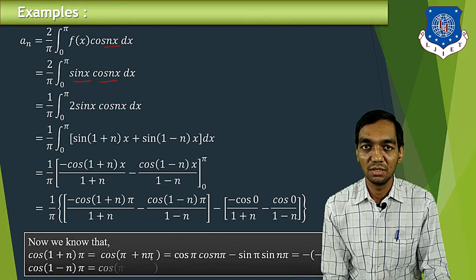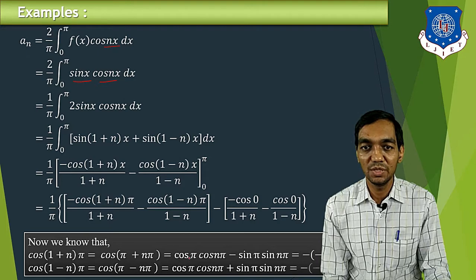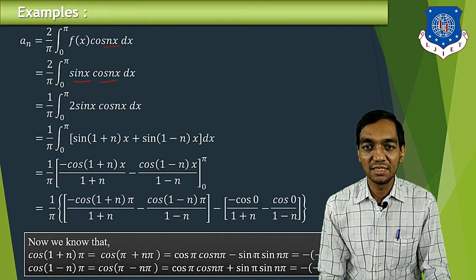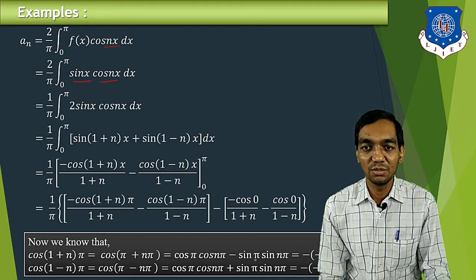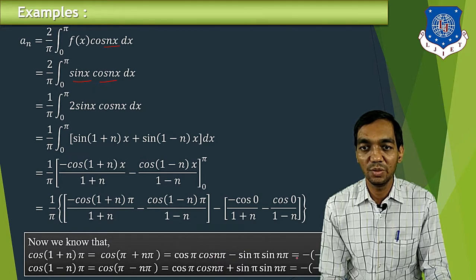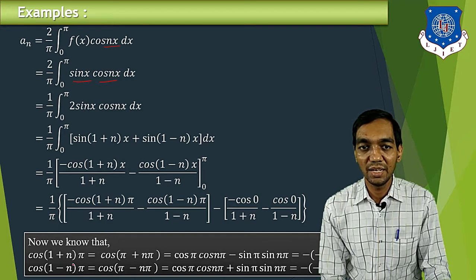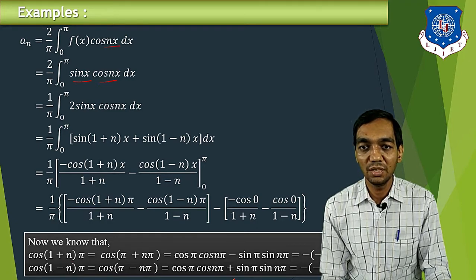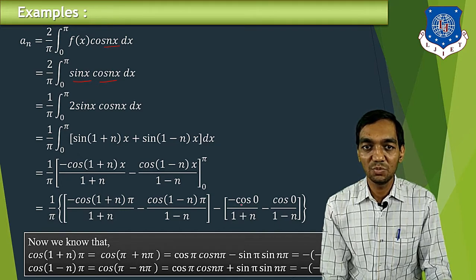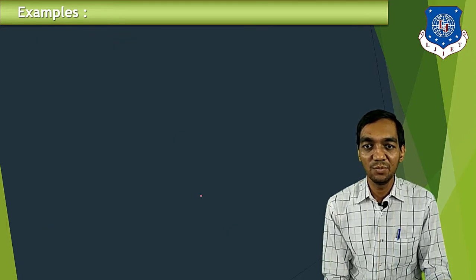Now you are aware of cos of (1 plus n) into pi, that will be cos of (pi plus n pi). But cos(alpha plus beta) is cos alpha cos beta minus sin alpha sin beta. And sin n pi has a value 0, cos pi has a value minus 1, and cos n pi has a value minus 1 raised to n. So this is going to be a minus times minus 1 raised to n. In the same manner, cos of (1 minus n) times pi is going to be a minus into minus 1 raised to n. So put both values here and simplify.